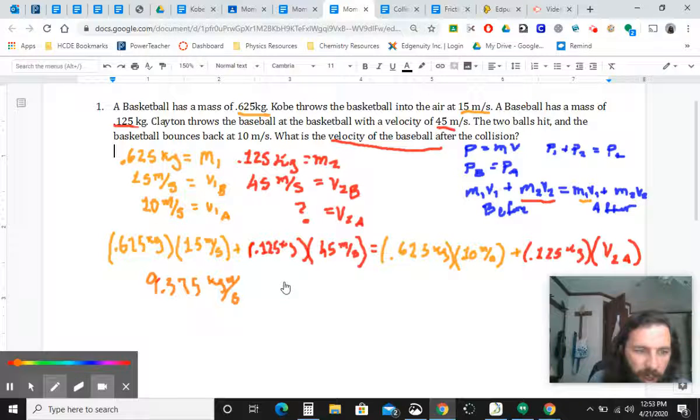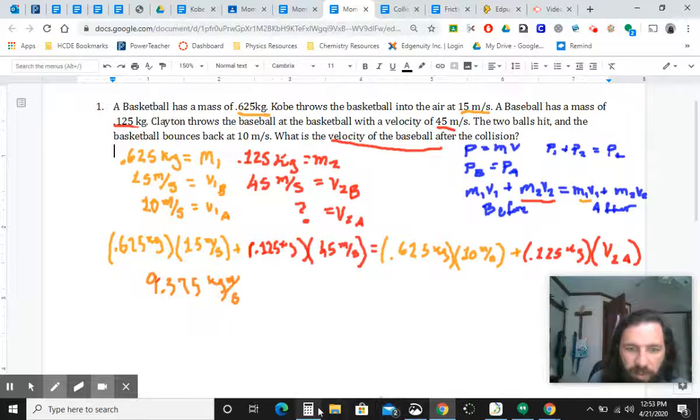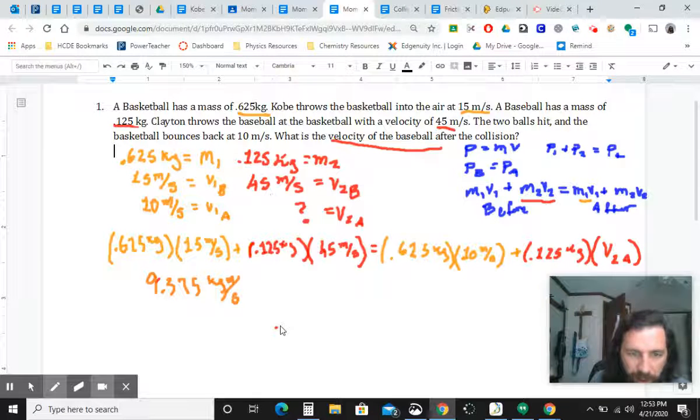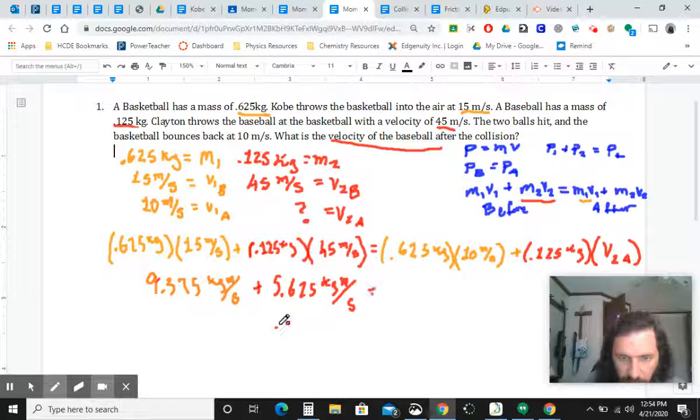Let's do the next one here. So this is going to be in red, though, because we're talking about the baseball. 0.125 times 45. So I come back to my calculator. 0.125 times 45 equals 5.625. Okay, so I come down here. So this is plus 5.625, and that's still kilograms times meters divided by seconds. So kilograms meters per second equals. Okay, so now we're back to basketball.